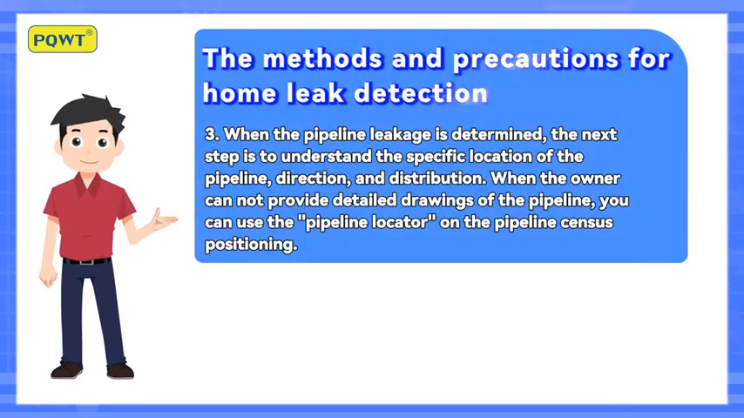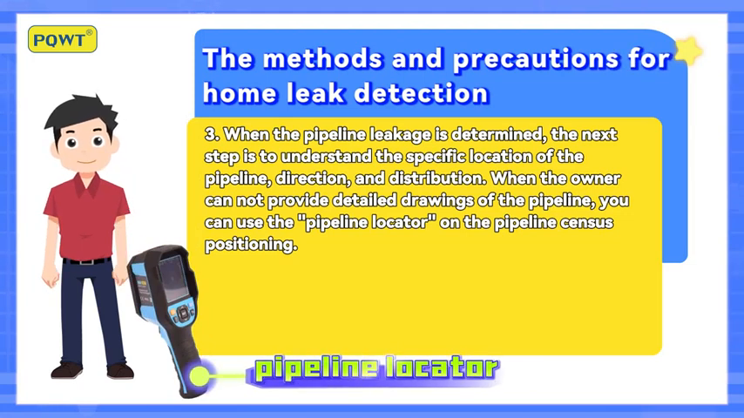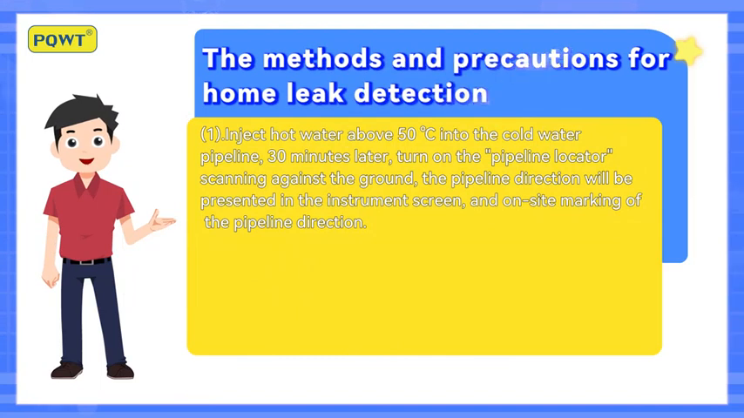3. When the pipeline leakage is determined, the next step is to understand the specific location, direction, and distribution of the pipeline. When the owner cannot provide detailed drawings of the pipeline, you can use the pipeline locator and its sensor for positioning. 1. Inject hot water above 50 degrees centigrade into the cold water pipeline.